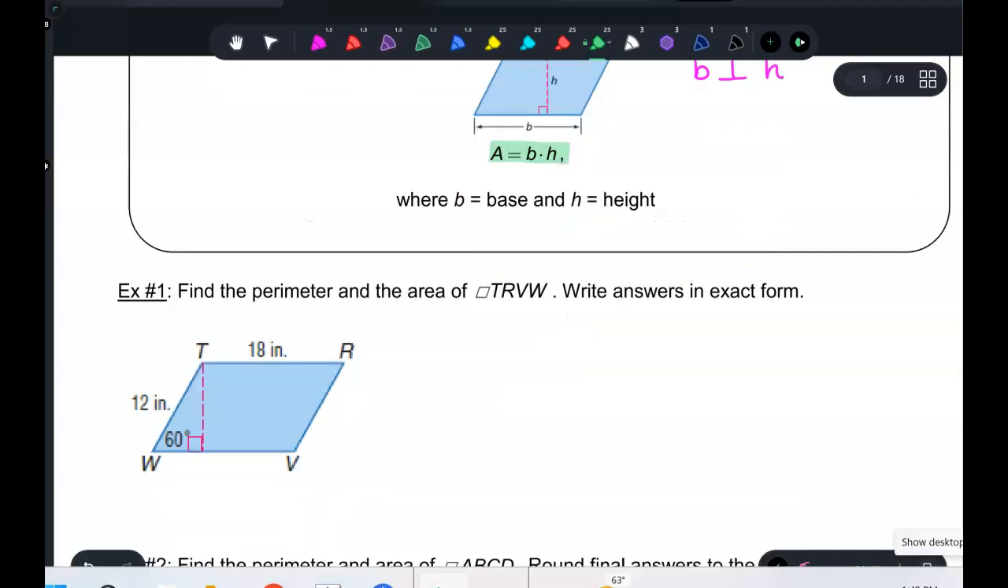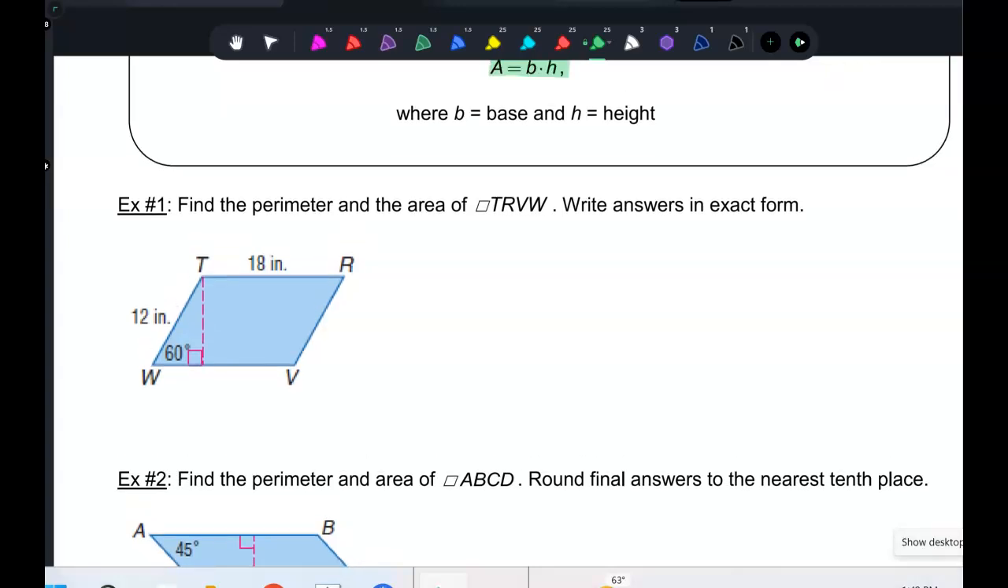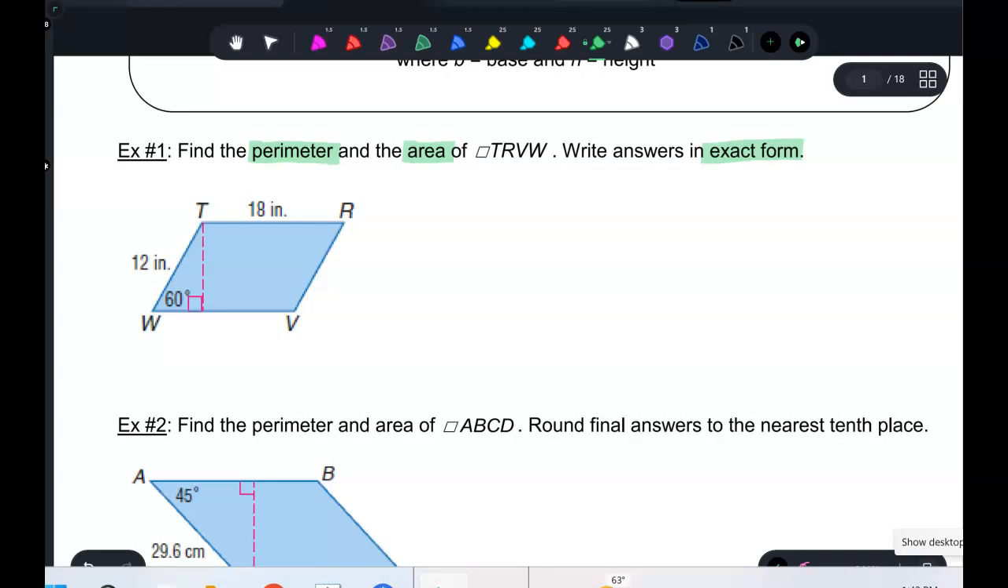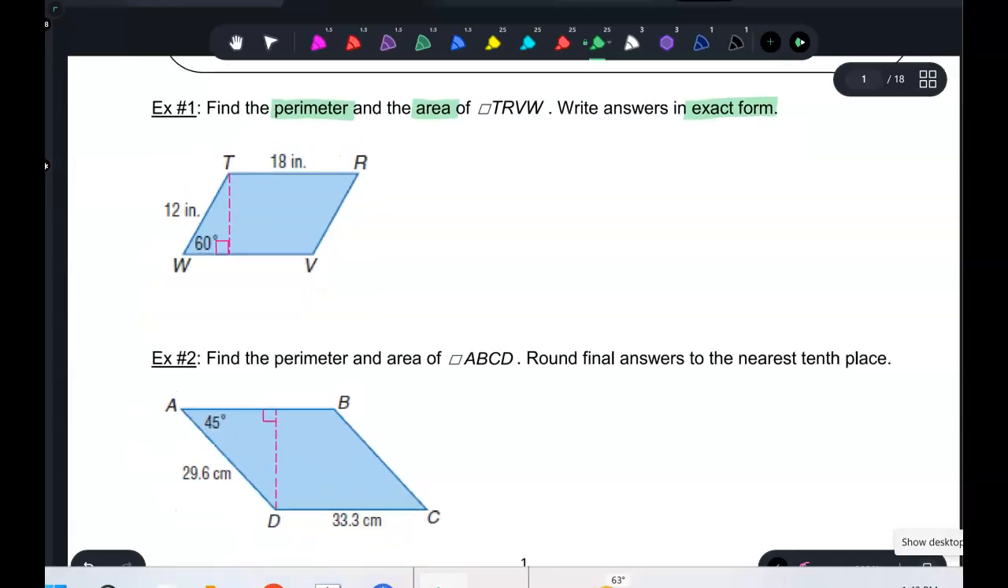Okay. All right, we're going to do perimeter and area of the parallelogram. For this one, some of the problems we're going to do in exact form, which means we might encounter some special right triangles, and some we might round, and that could be our trig or SOHCAHTOA. Since this is exact, let's start with perimeter.